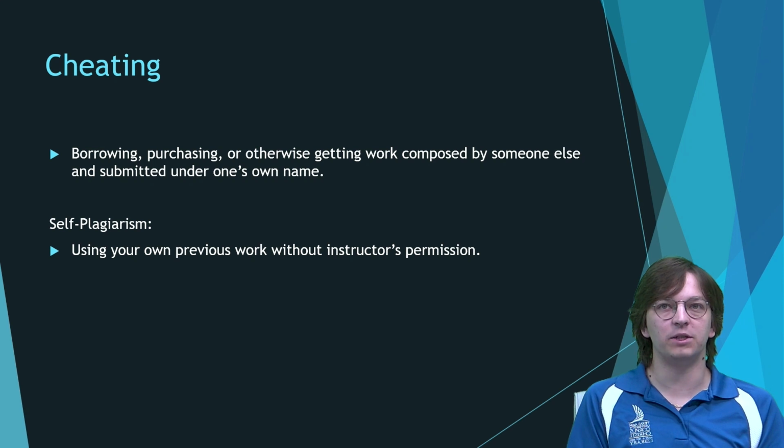The first form of plagiarism that we will talk about today is cheating, which is the act of borrowing, purchasing, or otherwise getting work composed by someone else and submitting it under your own name. A form of cheating that some may not realize is plagiarism is self-plagiarism, which is using your own previous work without your instructor's permission.